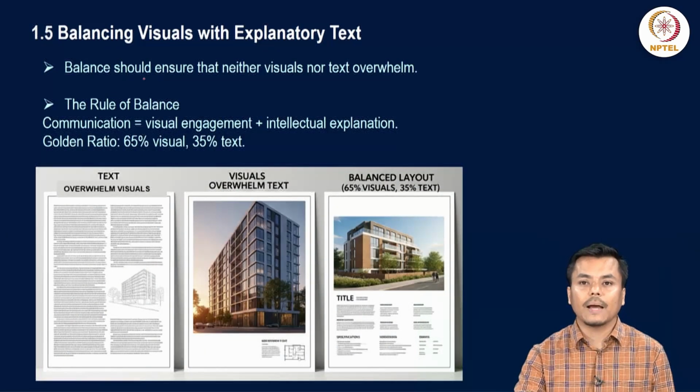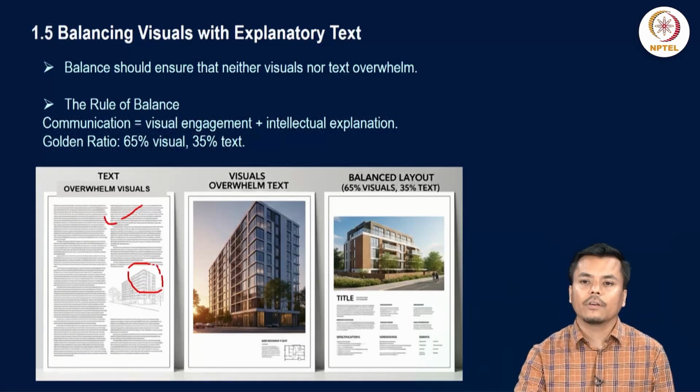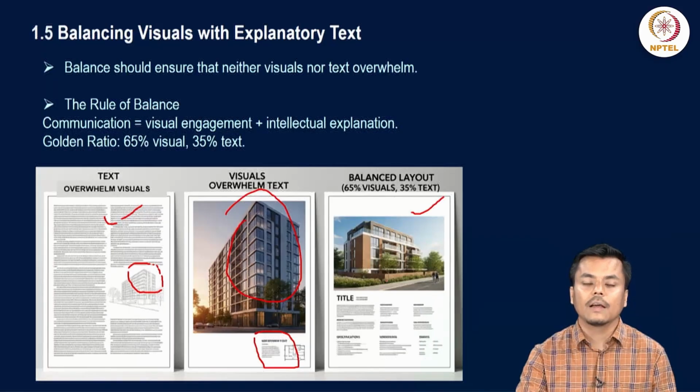Then next is that balancing should ensure that neither visuals nor text overwhelms. The rule of balance is generally that 65% has to be visual and 35% has to be text. As seen here, there is too much text in the sheet, so that overpowers the visuals that you have added. In the next, your image is so huge that the text that you have written gets overwhelmed. But in the third image, there is a proper balance of both the text and the image, and it is communicated very effectively.